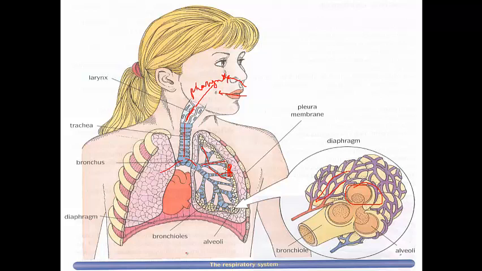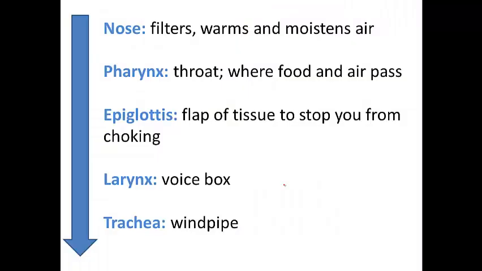The other thing to note is that there is a thin muscle right below the lungs called the diaphragm. This is going to help you to get air in and out. So let's take a closer look at each of these parts.